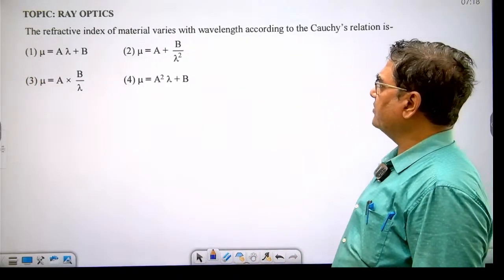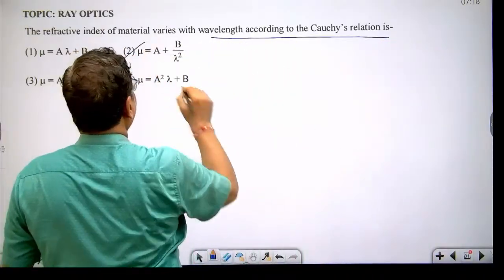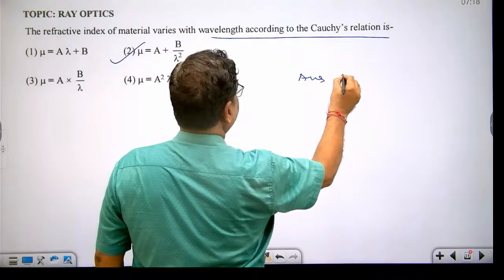The refractive index of material varies with wavelength according to Cauchy's relation. This is used in prism. So out of 4 choices, the correct choice is option 2.